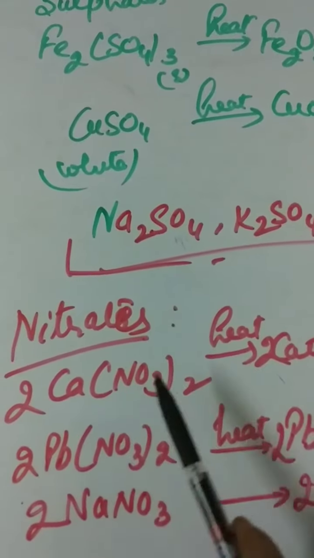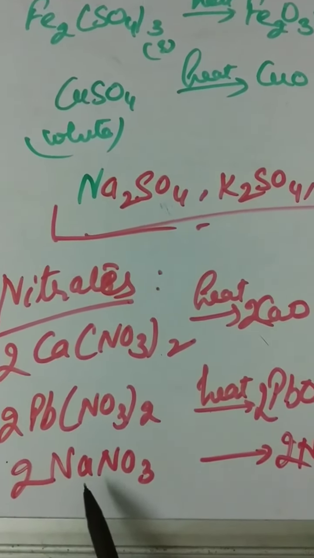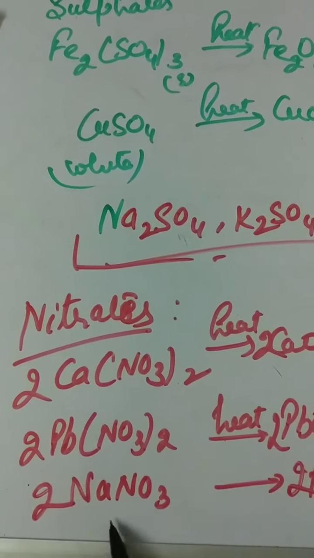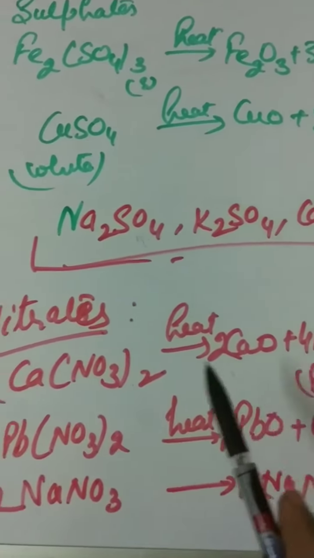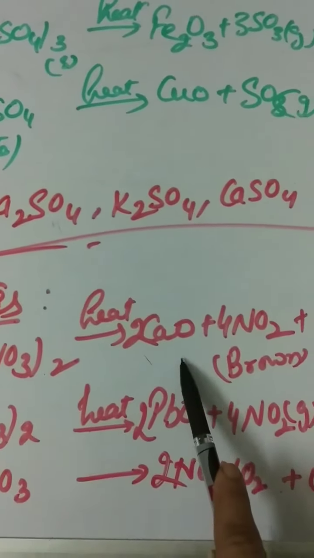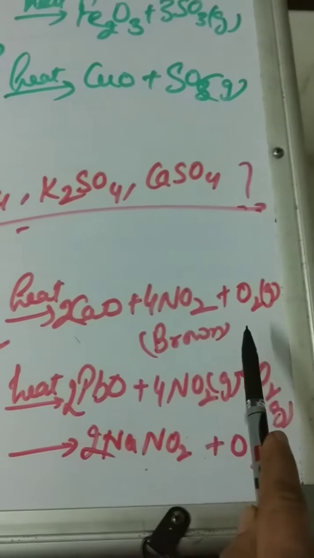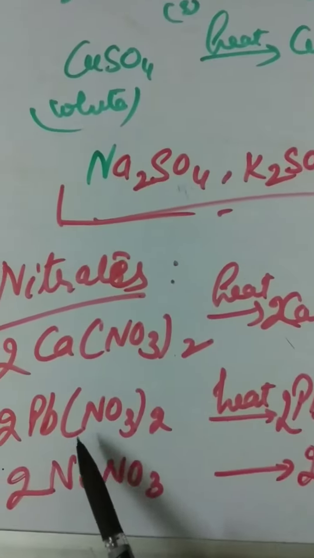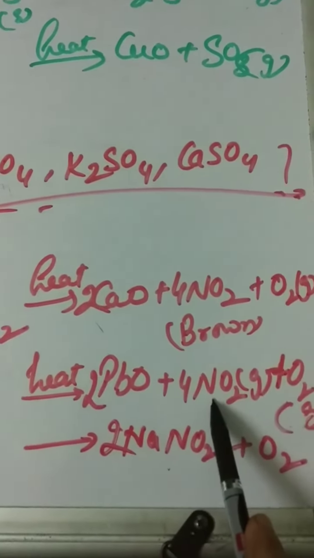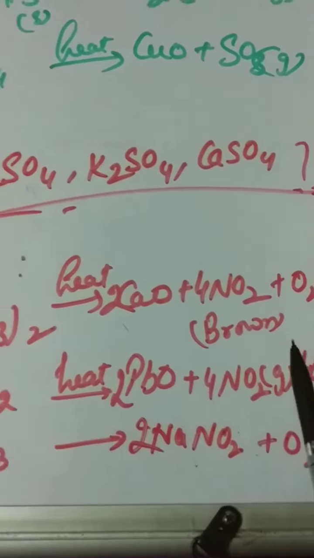Now nitrates, like calcium nitrate and lead nitrate, undergo thermal decomposition to give oxides. Like calcium nitrate, when heated, gives calcium oxide, and nitrogen dioxide, a brown color gas, is liberated with oxygen. Similarly, when lead nitrate is heated, it gives lead oxide, nitrogen dioxide, a brown color gas, and oxygen gas is liberated.